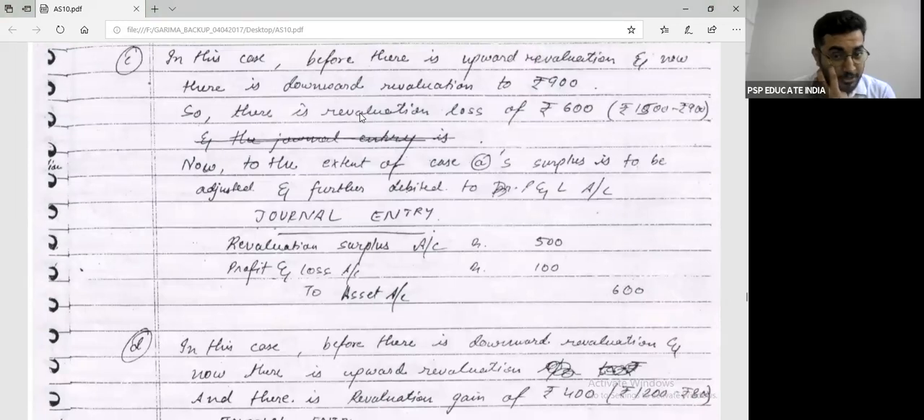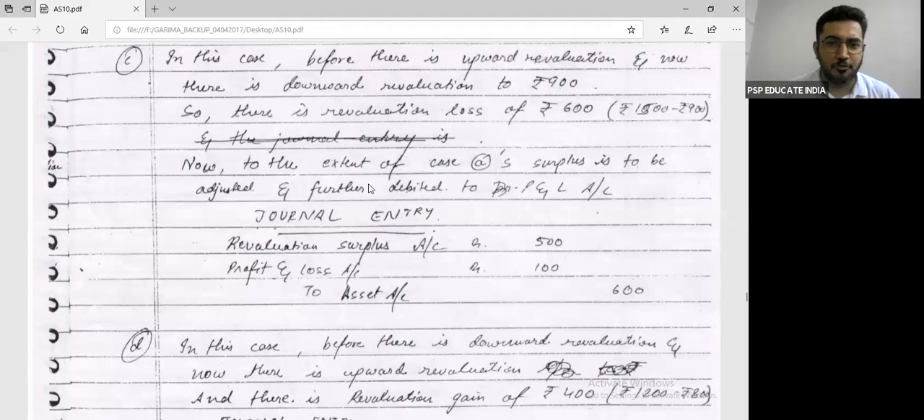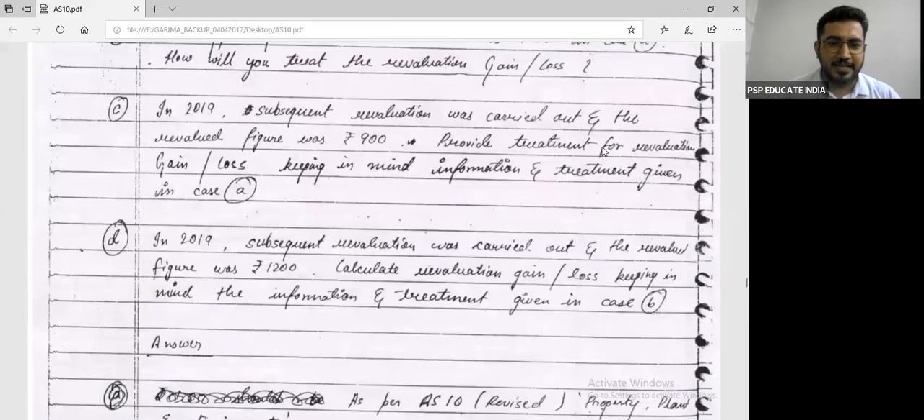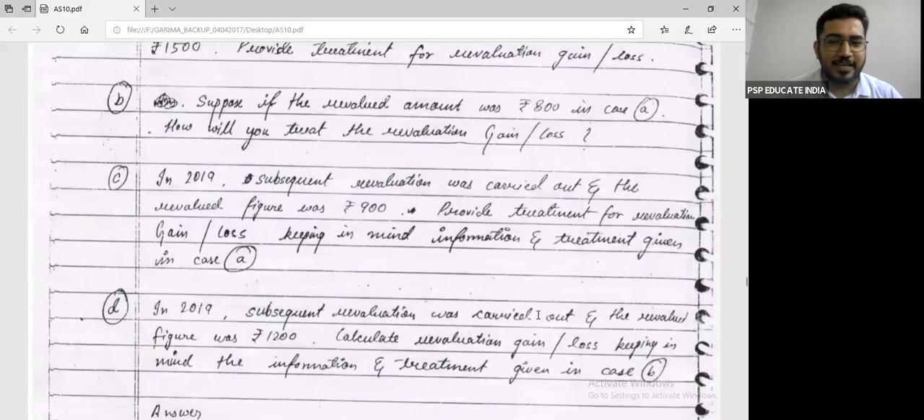Okay, and the last question. Shrushti, can you try the last question? Question 8D. Okay, please go ahead. Yes, sir. I'll read the question first. In 2019, subsequent revaluation was carried out and the revalued figure was 1200. Calculate revaluation gain or loss keeping in mind the information and treatment given in case B.